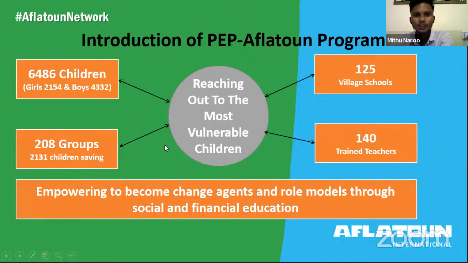So here is the introduction of the PEP Aflatoun program that we are implementing. The primary education project has established 125 village schools, and there are 140 trained teachers who are teaching these children. The number of children enrolled in the schools is 6,486, of which 40% are girls and 60% are boys, and there are 208 Aflatoun groups who do saving. The purpose of the PEP Aflatoun program is to empower children to become change agents and role models through social and financial education.